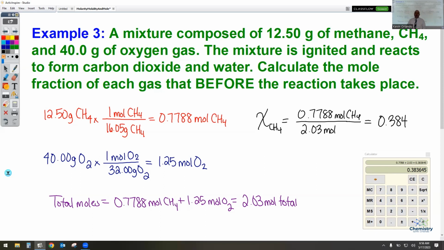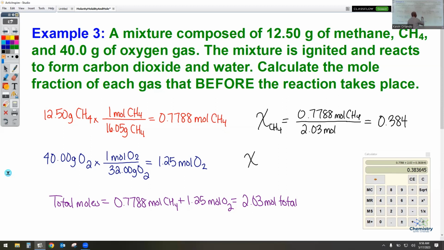And that number does not contain any units and does not get multiplied by 100 like we would typically do if we were finding a percentage. So it's kind of the decimal percentage for methane and the decimal percentage for oxygen gas.